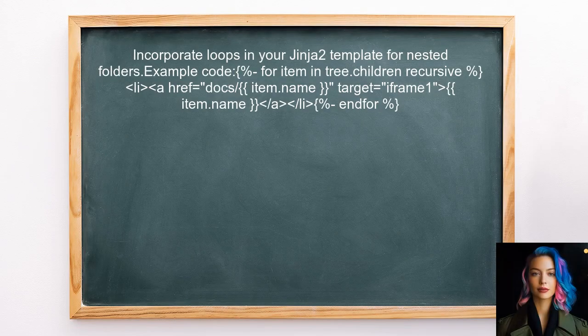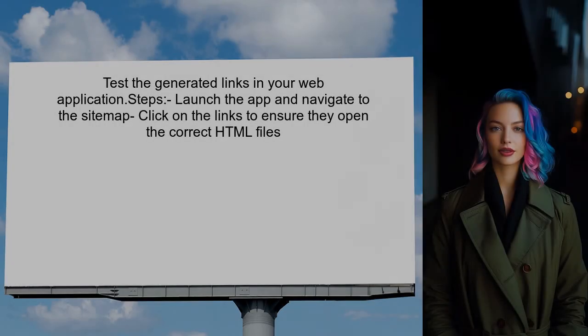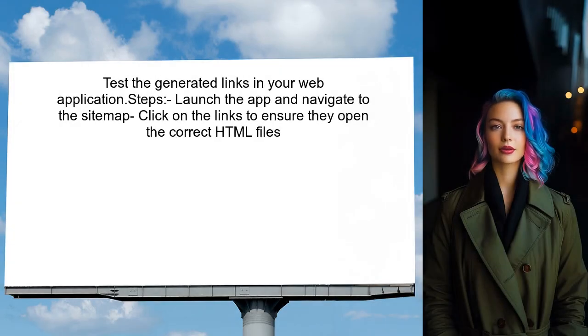Additionally, to handle nested folders, the user can incorporate loops in their Jinja 2 template. This allows for the recursive generation of links for each child item. Lastly, the user should test the generated links in their web application to ensure they navigate correctly to the respective HTML files. This testing is crucial to confirm that the links are functioning as intended.